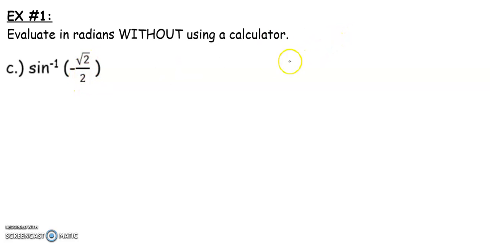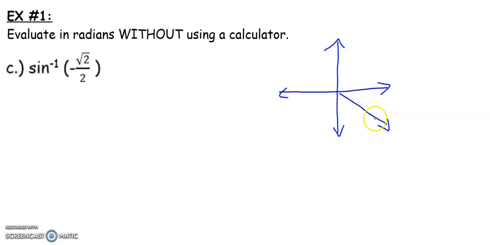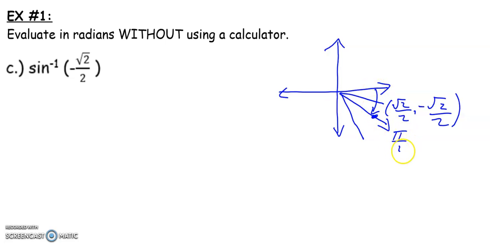Negative radical 2 over 2. Again, we're using our unit circle without a calculator. So if I look at my unit circle, it's negative, so we're going to be in the fourth quadrant right here. That is positive radical 2 over 2 and negative radical 2 over 2. And that is the second line in the group. So that's going to be pi over 4, but since we went clockwise, it's negative pi over 4. Boom.